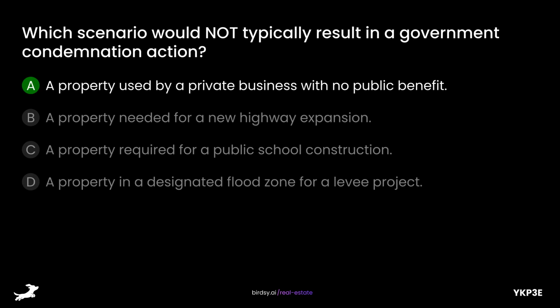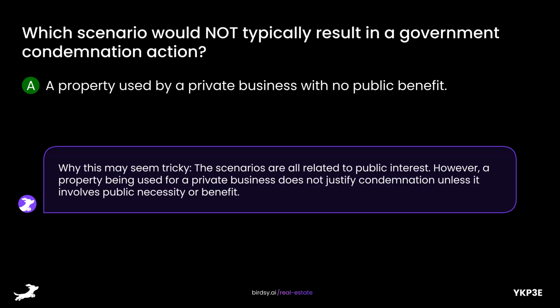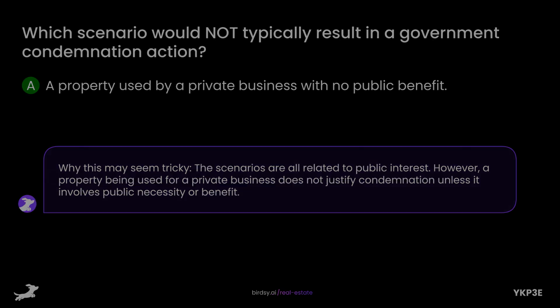The answer is A, a property used by a private business with no public benefit. Why this may seem tricky. The scenarios are all related to public interest. However, a property being used for a private business does not justify condemnation unless it involves public necessity or benefit.